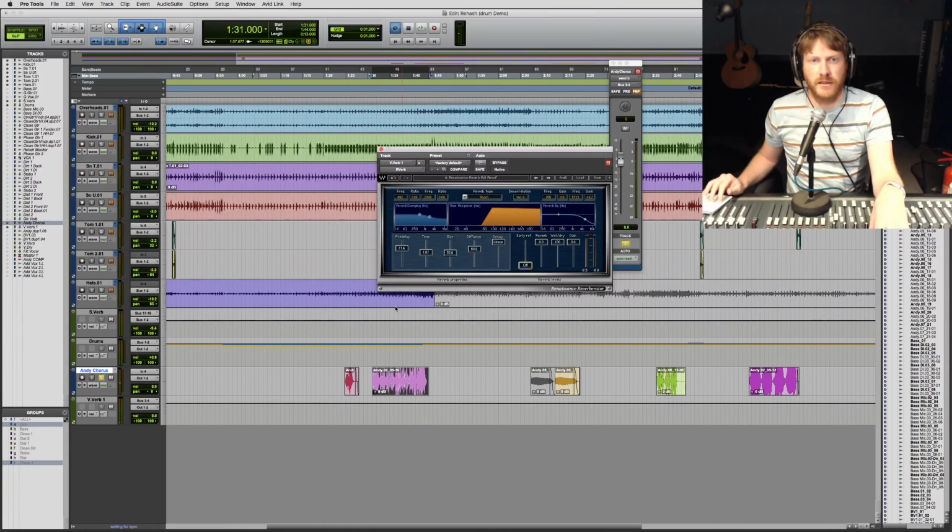Obviously, it's just affecting the late reflections, but it's a bit of a gap. Let's make it really obvious. Can you hear it? It just sort of fades in.